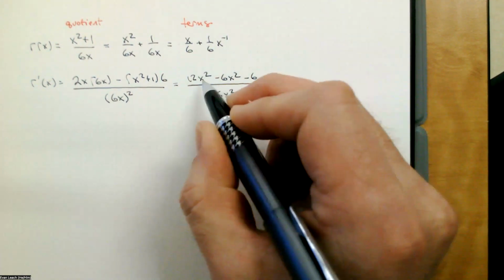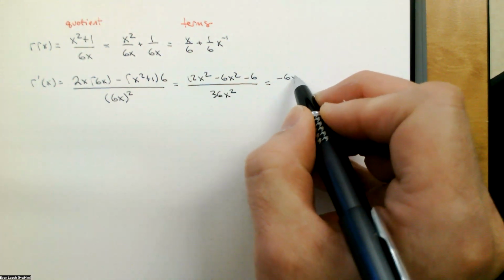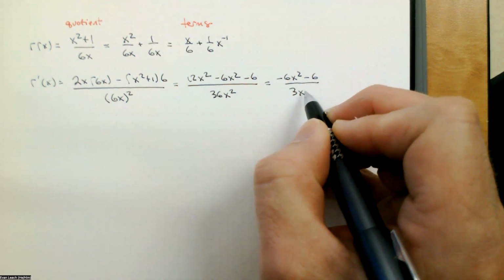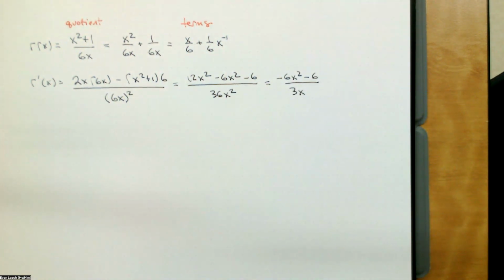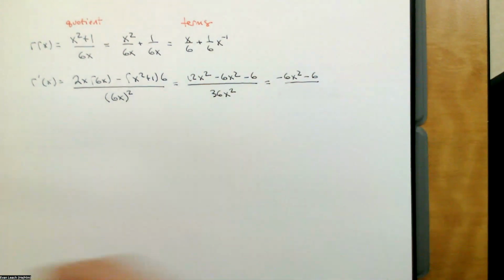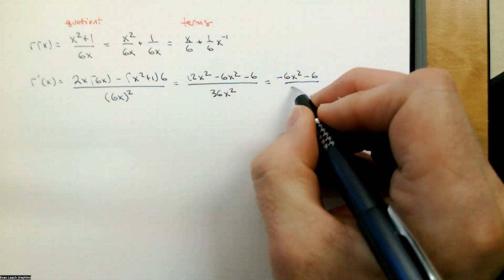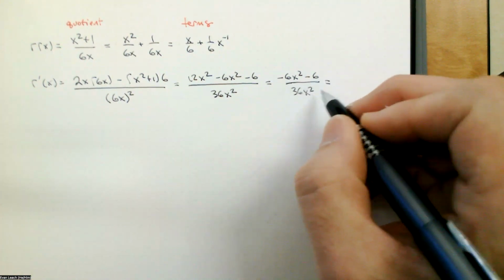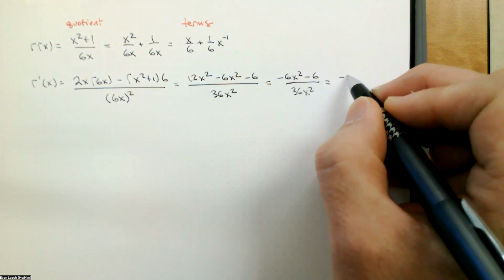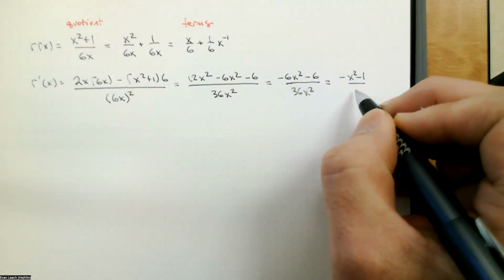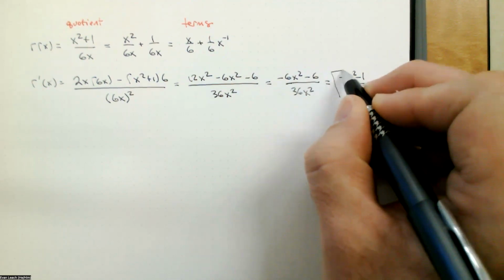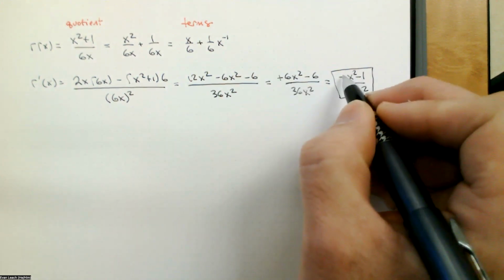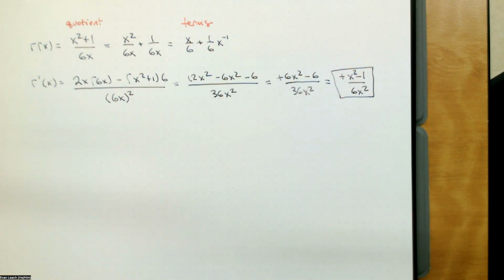And then we can write this as 12x squared minus 6x squared is minus 6x squared minus 6 over 36x squared. Spelled 6 wrong. And then we can drop a 6 because there's a 6 in all of the factors. So we could write minus x squared minus 1 over 6x squared. Oh, it's not negative 6. Sorry, it's positive 6. So it's x squared minus 1 over 6x squared.